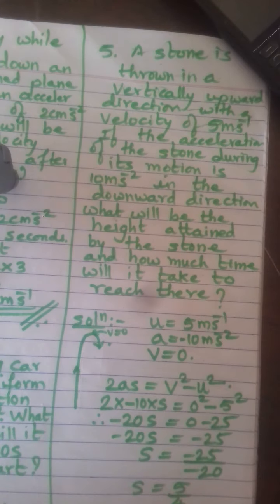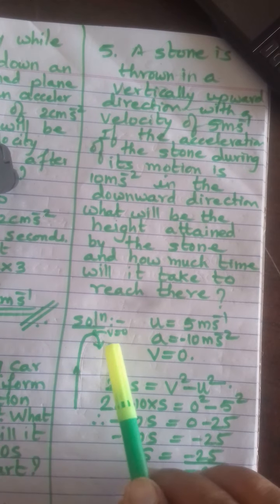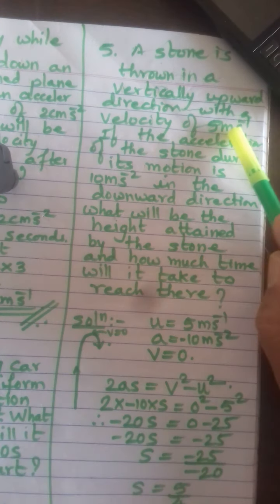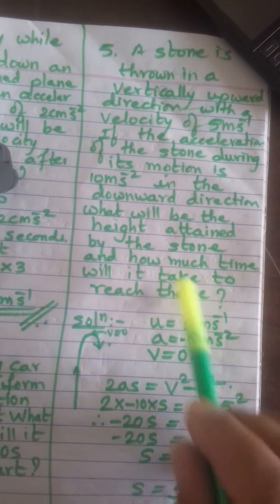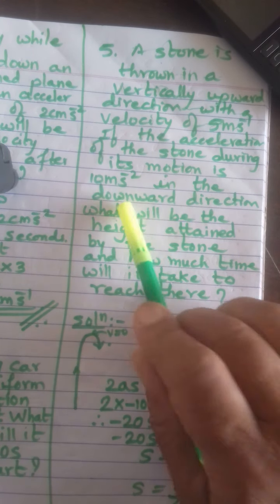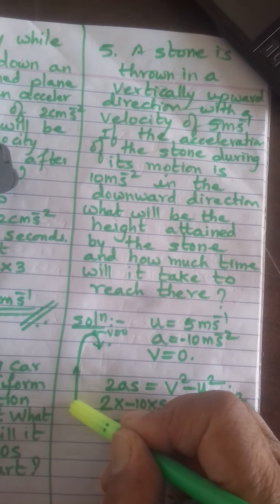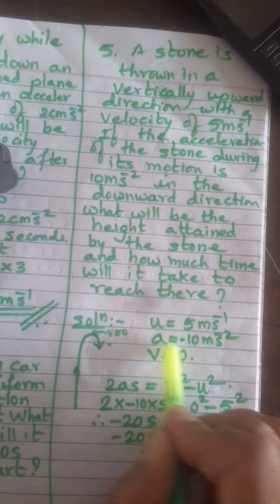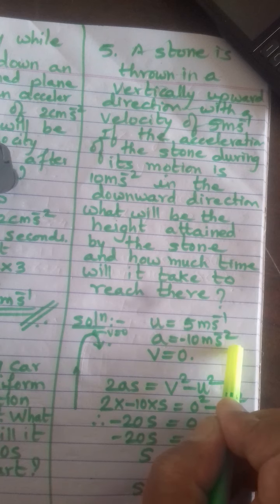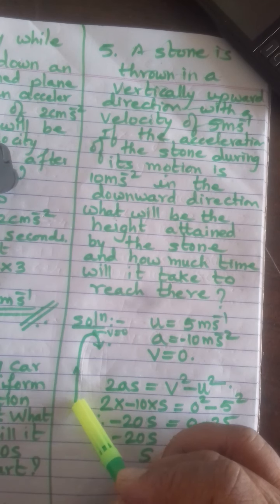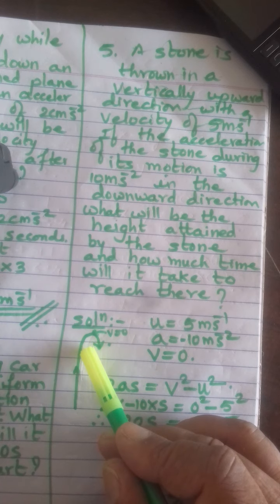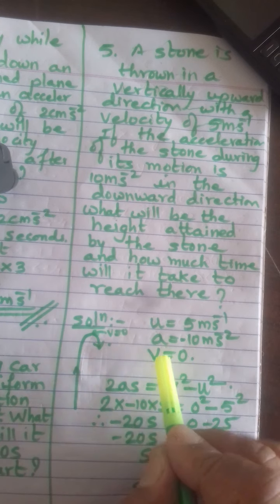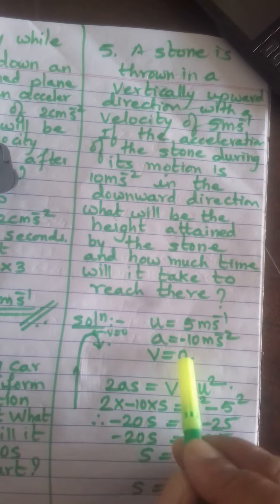So if an object is thrown vertically upwards, its final velocity is 0. So initial velocity with which it is thrown upwards is 5 meters per second. The acceleration is 10 meters per second square in the downward direction. Here, because the stone is traveling in the upward direction, acceleration is in the downward direction. So take acceleration as minus 10 meters per second square, because the direction of motion of the stone and the acceleration due to gravity are in opposite directions. So take it as negative. And whenever a stone is thrown upwards, final velocity is 0.